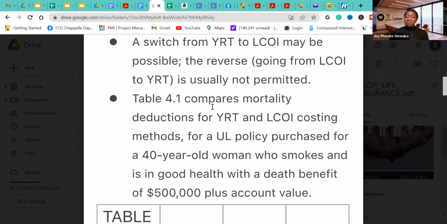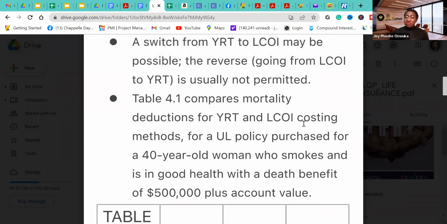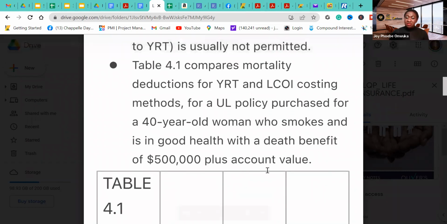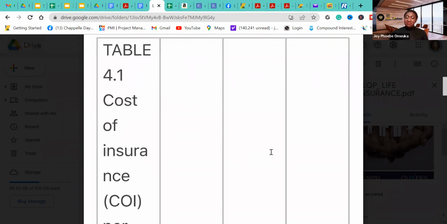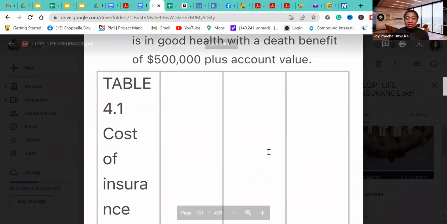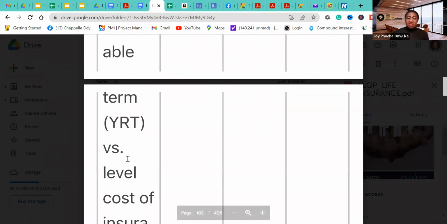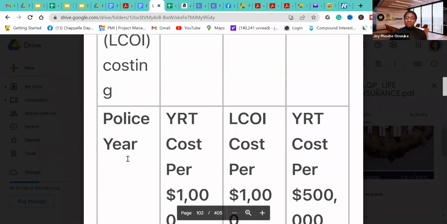Table 4.1 compares mortality deductions for YRT and mortality deductions for level cost of insurance, for a UL policy purchased for a 40-year-old woman who smokes and is in good health, with a death benefit of 500,000 plus account value. Let's see the cost of insurance per 1,000 using yearly renewable term.